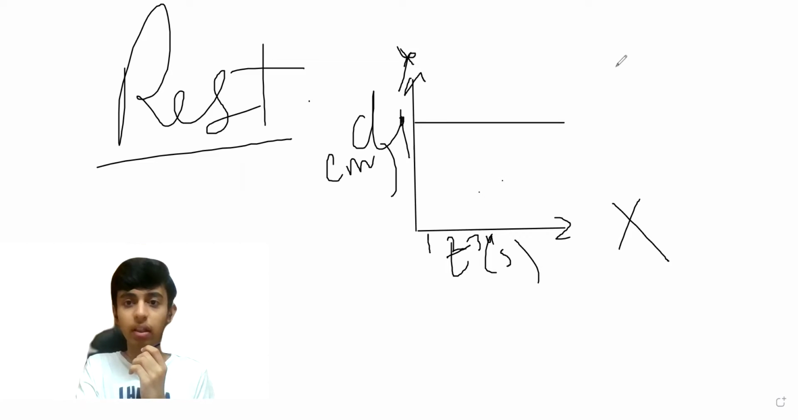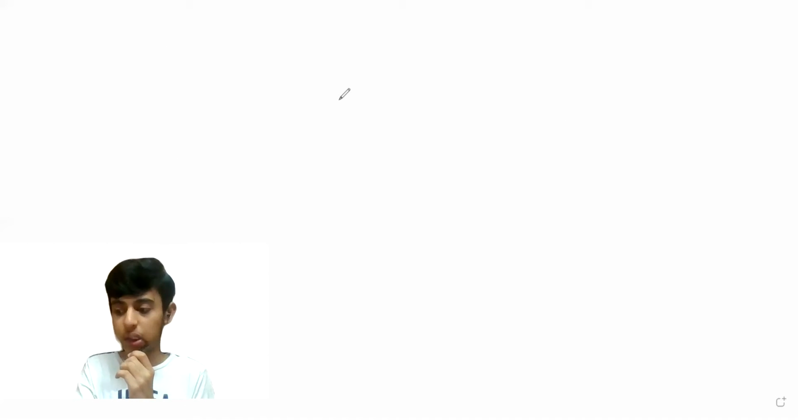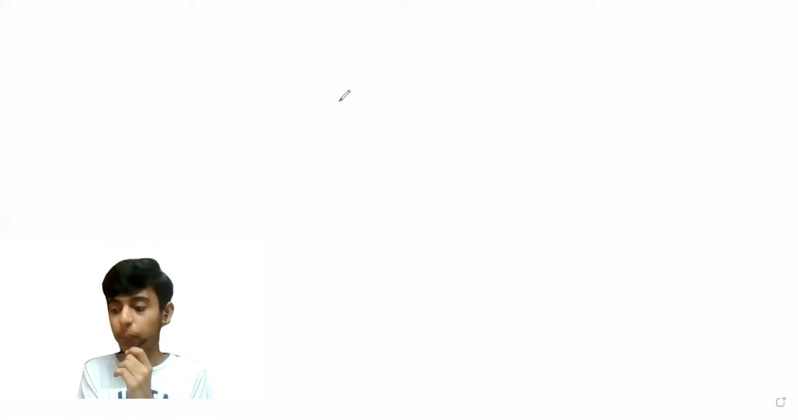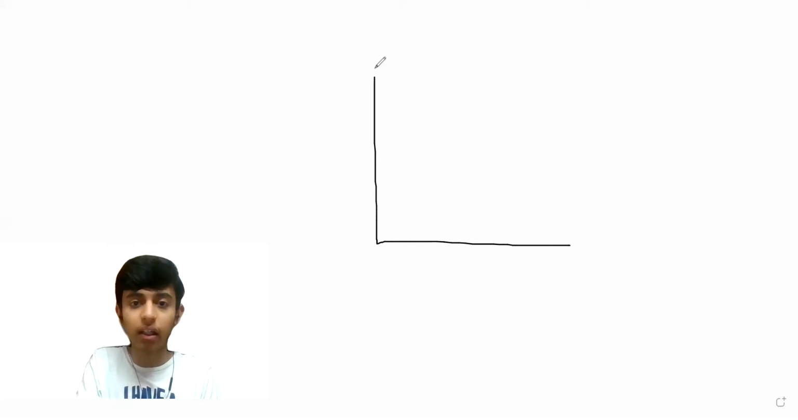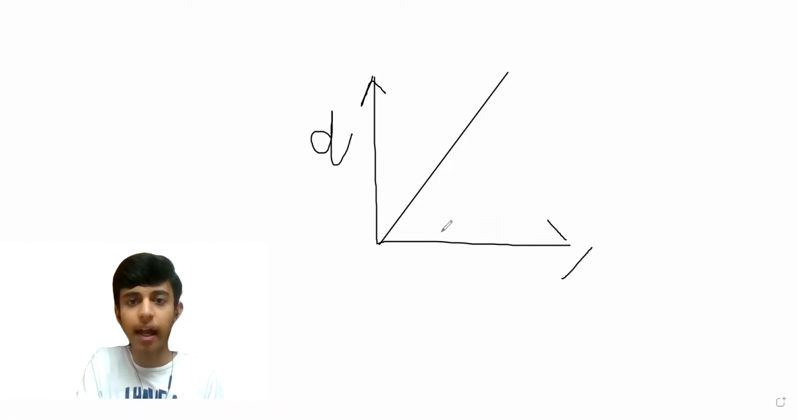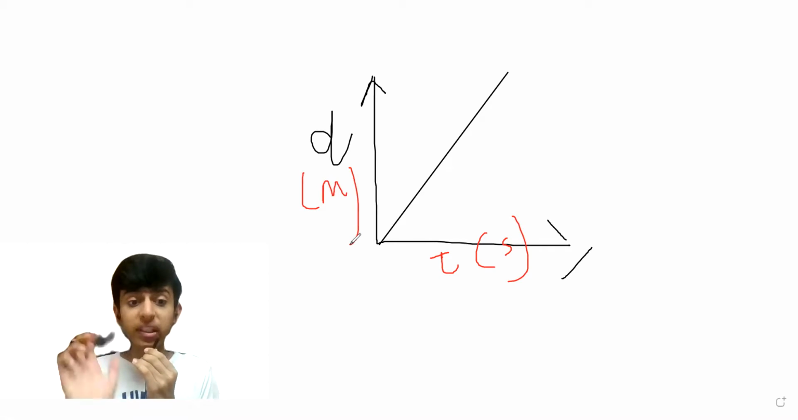Now coming to the uniform motion condition. In the uniform motion, what is it? When equal distances are covered in equal intervals of time, then it is said to be uniform motion. So how is the graph going to be? It is going to be a straight line. The graph is going to be a straight line. So this is the distance, and this is the time, in seconds and meters. So this was about uniform motion.